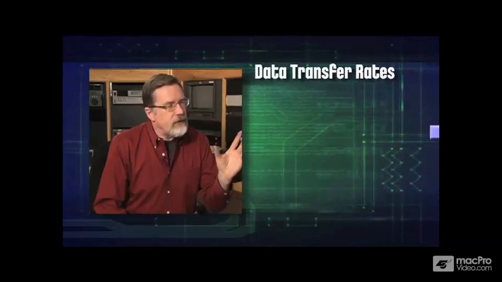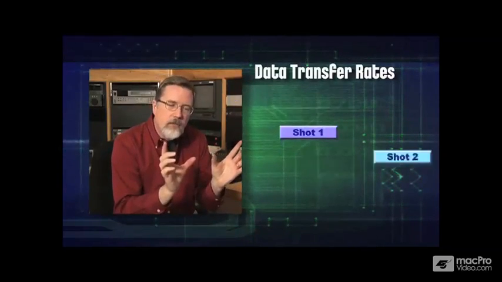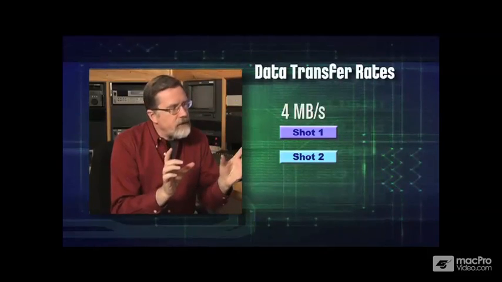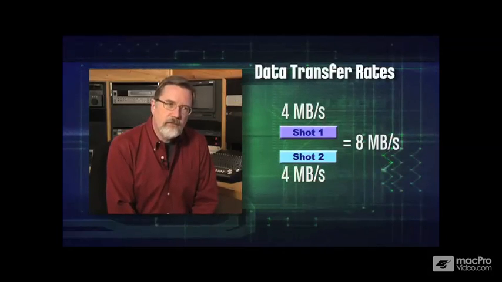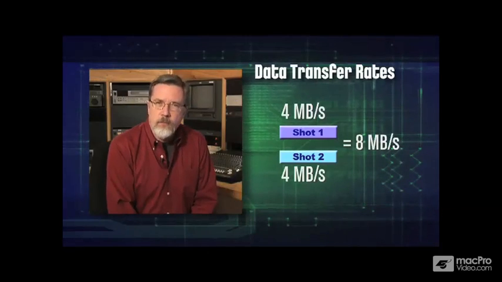But if I do a dissolve, that means I've got to play shot number 1 and shot number 2 at the same time. 4 megabytes a second plus 4 megabytes a second, that's 8 megabytes a second. Suddenly, the speed of my hard disk starts to become more important.